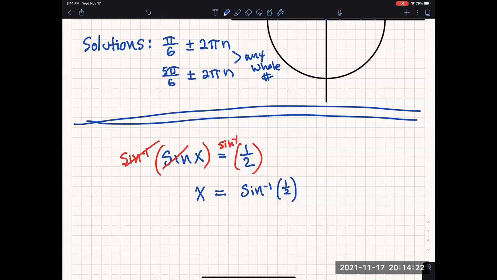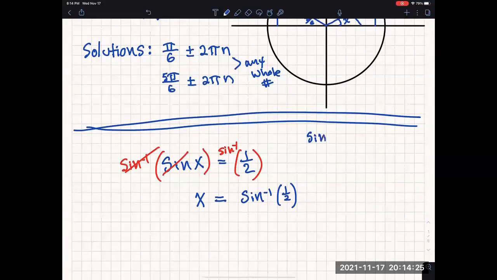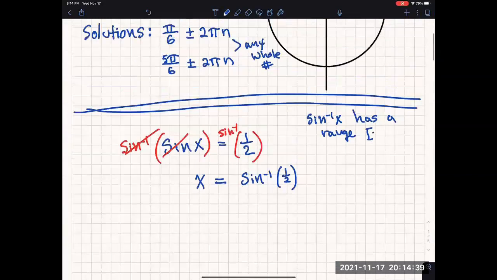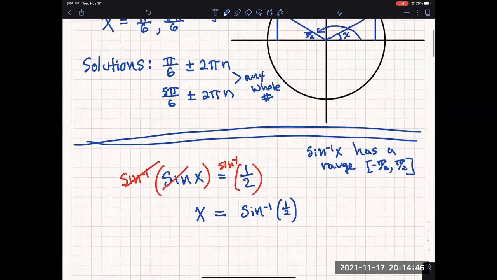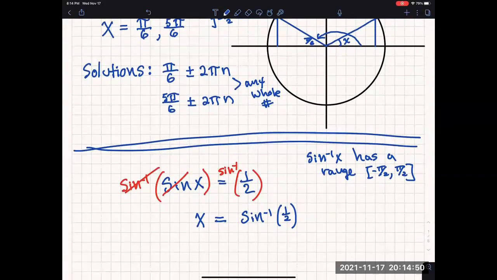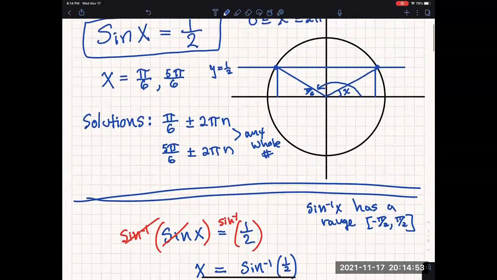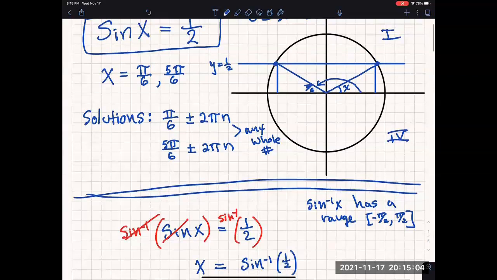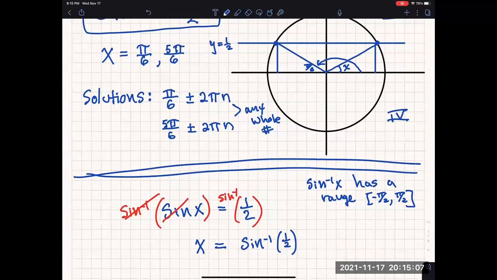So we want to remember that the sine inverse function has a range. If I put it over here, the sine inverse function has a range, meaning output values of negative pi over 2 to pi over 2. What that means is that it's only going to give us answers in that range. On the circle, 0 to pi over 2 is quadrant 1, and 0 to negative pi over 2 is quadrant 4. So it's only going to find the angle values in quadrants 1 or 4 that would allow sine to produce the value that we gave the inverse.